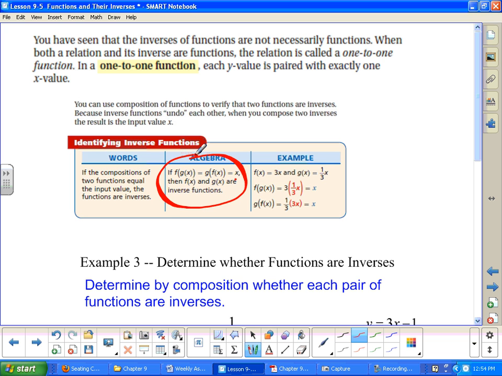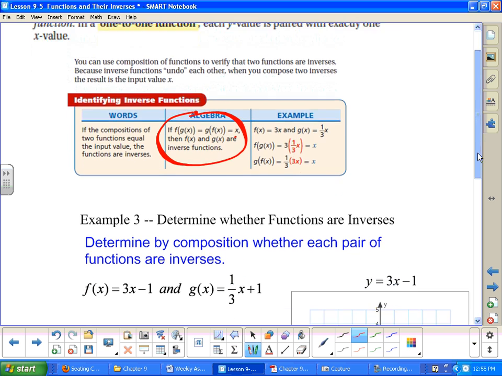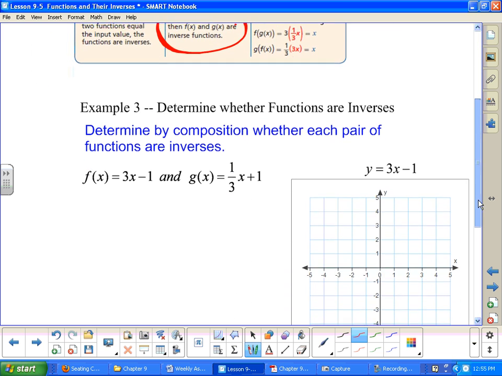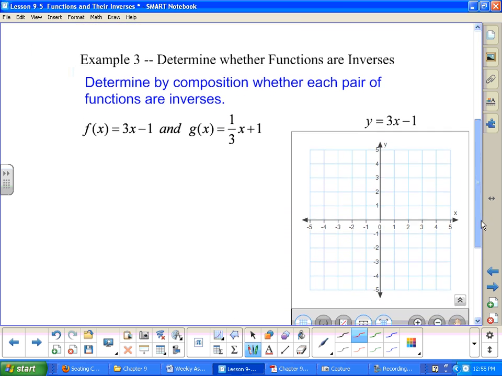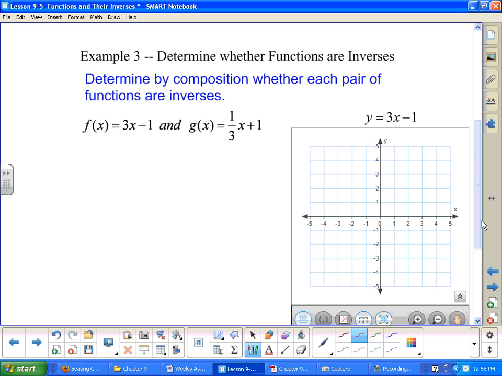If you prove that one of them is true, then you have to show that the other one is true also. Right? But if you show that one of them is not true, then you don't have to do the other one. So as soon as you prove it's false, but if it's not false, then you need to show it both ways, that it actually is a true statement. So we want to determine by composition whether each pair of functions here are inverses.